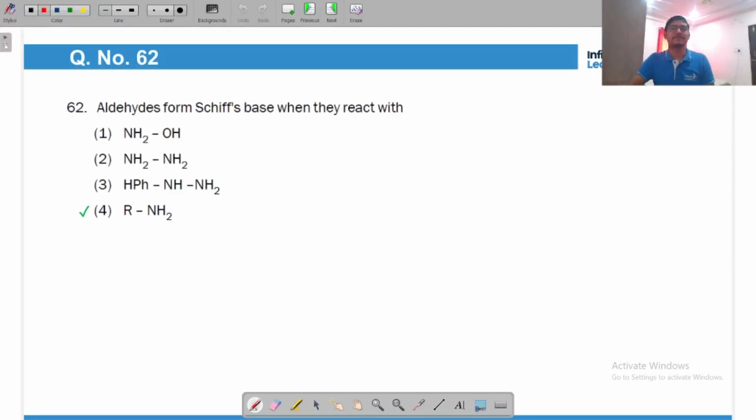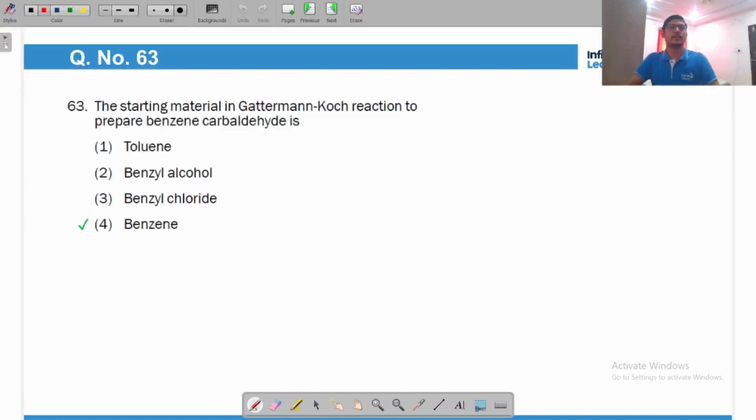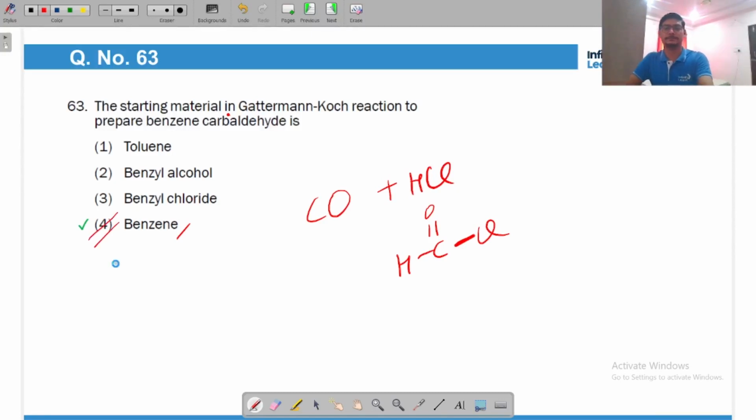Aldehydes form Schiff's base when they react with primary amines. Okay. The starting material in Gattermann-Koch reaction to prepare benzene carbaldehyde, that is benzaldehyde, is of course benzene, CO and HCl. In this reaction, they react in situ and they form HCOCl, which then generates the electrophile, and then we get benzene carbaldehyde. So this is the correct answer.